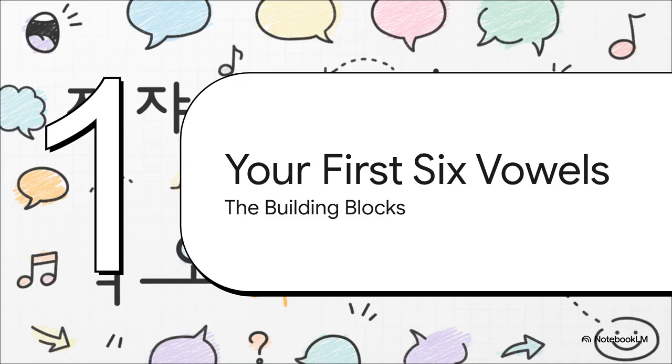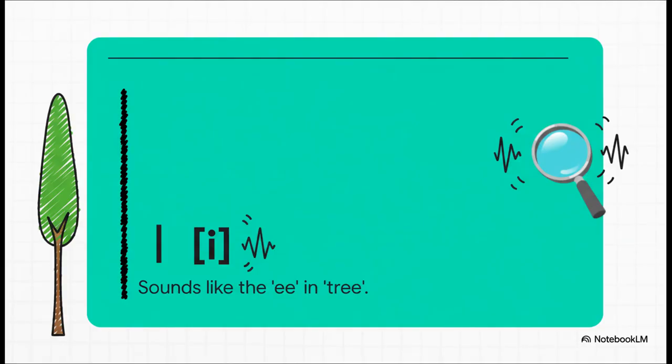Think of these as the fundamental Lego bricks for the entire language. We're going to start with the easiest one of all. It's just a single vertical line. This character is pronounced E, just like the sound in the English word tree. See? Simple shape, simple sound.